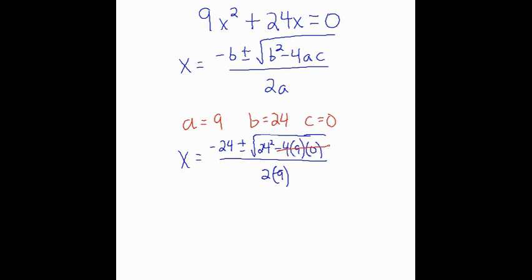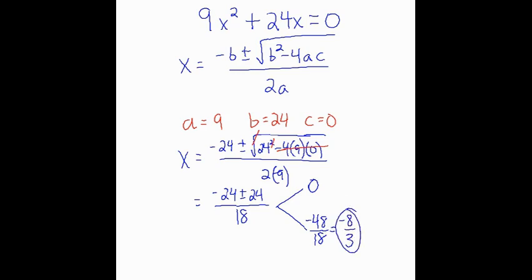And then when we do that, the square root of 24 squared, well, the square and the square root just cancel each other out. So we get equal to -24 plus or minus 24 all over, and 2 times 9 is 18. So really quickly, -24 plus 24 is 0, and that'll be divided by 18, which is 0. We get -24 minus 24, which is -48 over 18. And simplify that. They both have a 6 in common. So that would be -8 over 3, and those are our two solutions.